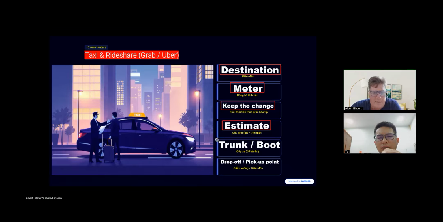Right, then the word trunk or boot. Trunk is American English, boot is British English. That is the trunk, or the boot of the car. So there you will put in your luggage. You will put it in the trunk, or you'll put it in the boot of the car.